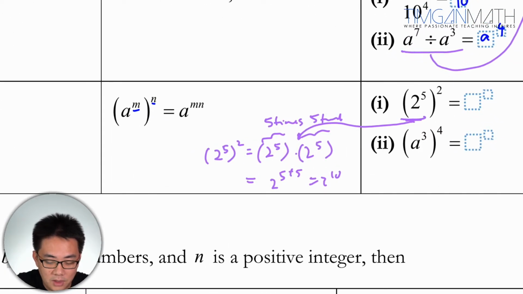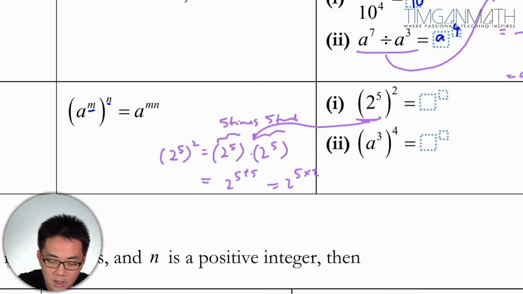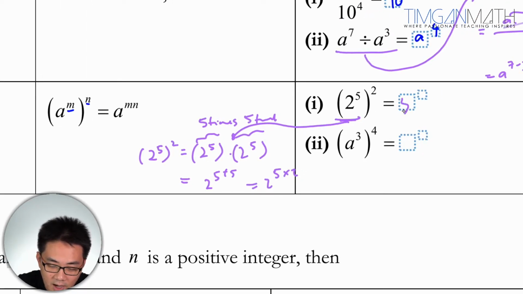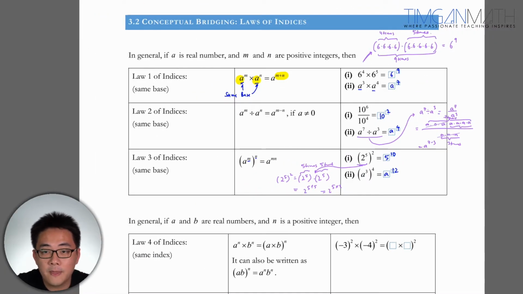So it's actually 5 times 2. So this will be 5^10. Just take note of that. 5^10. And this will be 3 times 4, which is a^12. So this is 10, and that is my 12. Yep, that's how we do this part here.